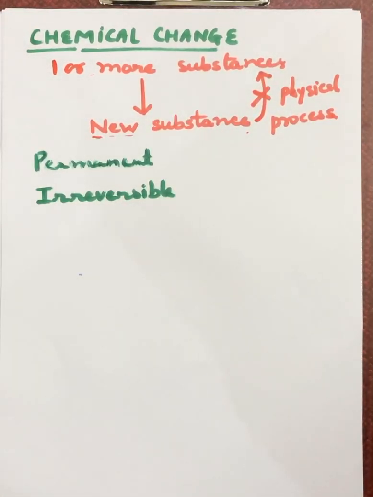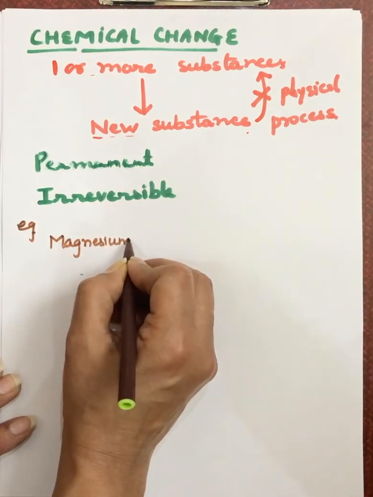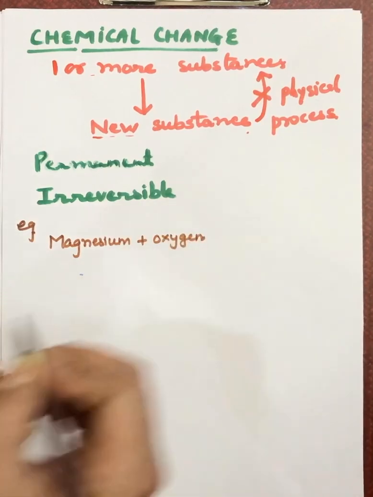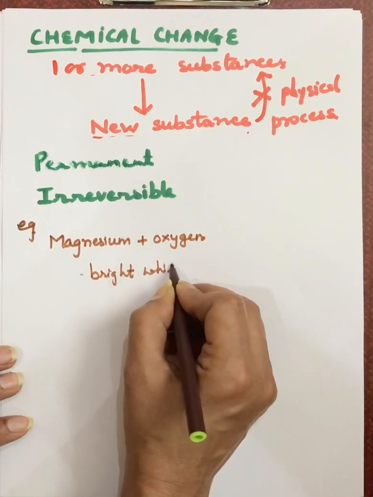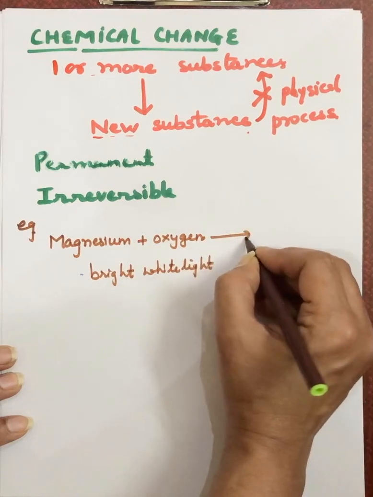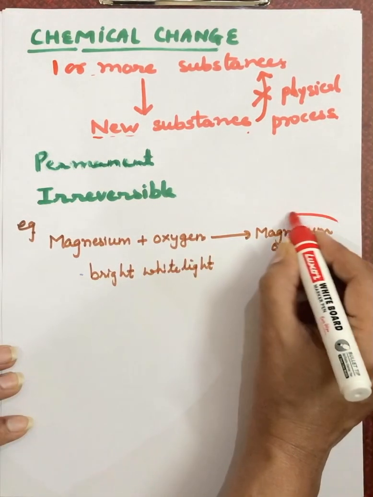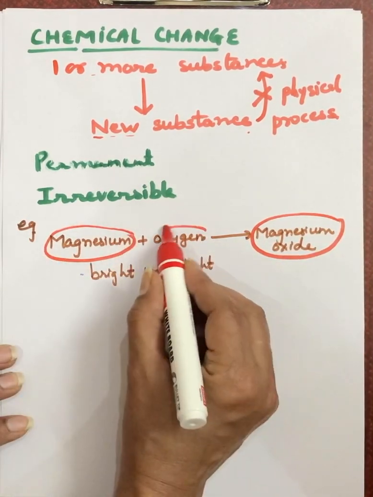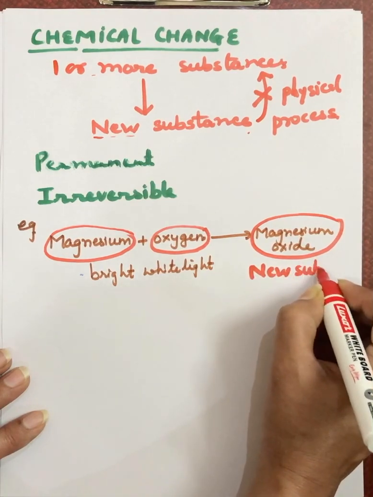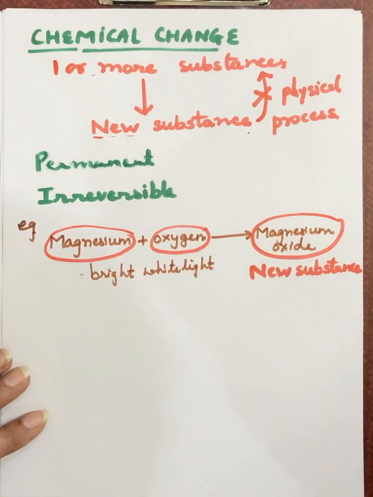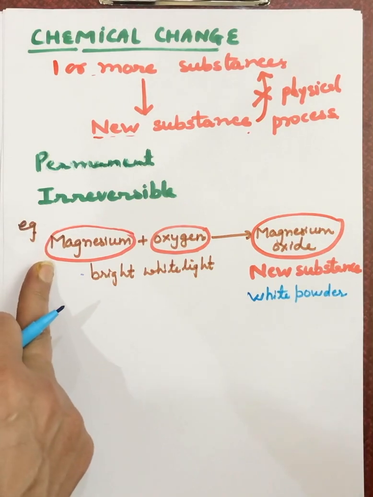To understand this, we are taking an example. Let's take a magnesium ribbon and burn it. That means if we are burning it, magnesium is actually reacting with oxygen present in the air. When we burn this, it emits a bright white light, and this changes to a white colour powder. That is because a new substance is forming here, that is magnesium oxide. We had taken magnesium and oxygen, but an entirely new substance is formed here, magnesium oxide. And remember, this is in the form of a white powder. Thus, burning of magnesium ribbon is a chemical change.